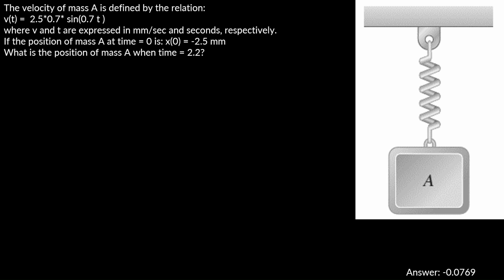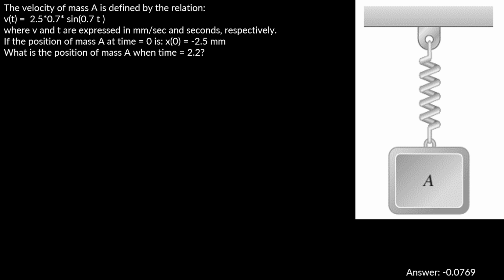The next three questions are similar in that we are given the velocity, but then we're asked to find the position for one question, max velocity, and then max acceleration. The velocity of mass A is defined by the relation v of t equals 2.5 times 0.7 sine of 0.7 t, where v and t are expressed in millimeters per second and seconds respectively.